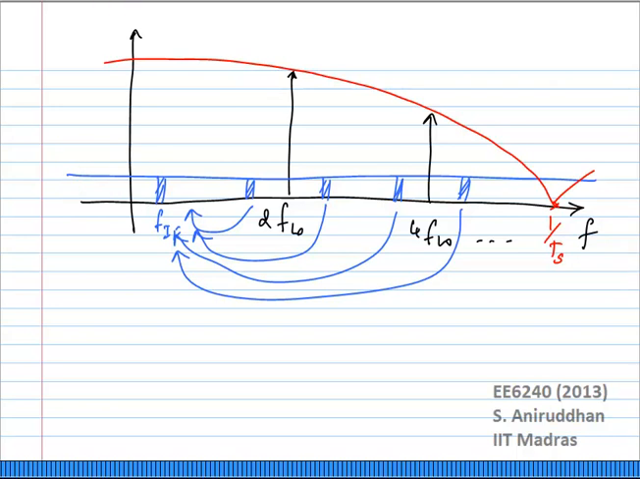So now that we have figured out what the different noise sources are, we just have to add up all of these to figure out the overall output noise.